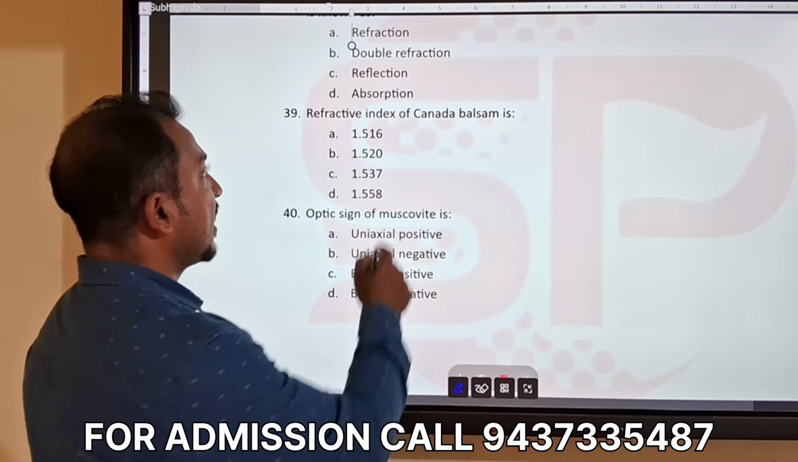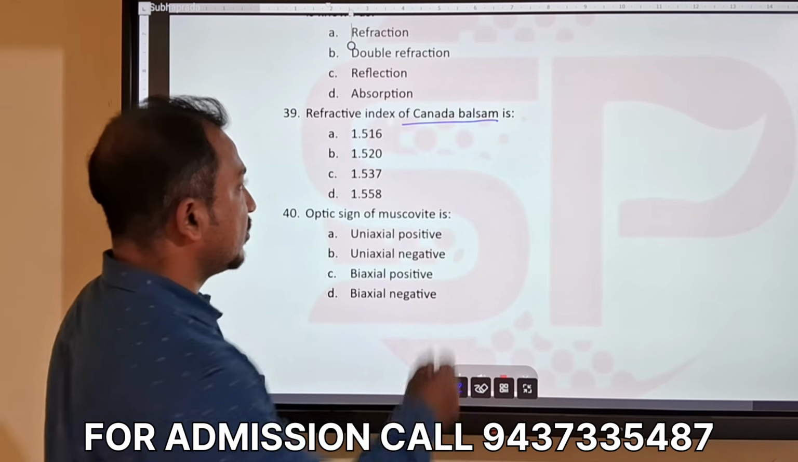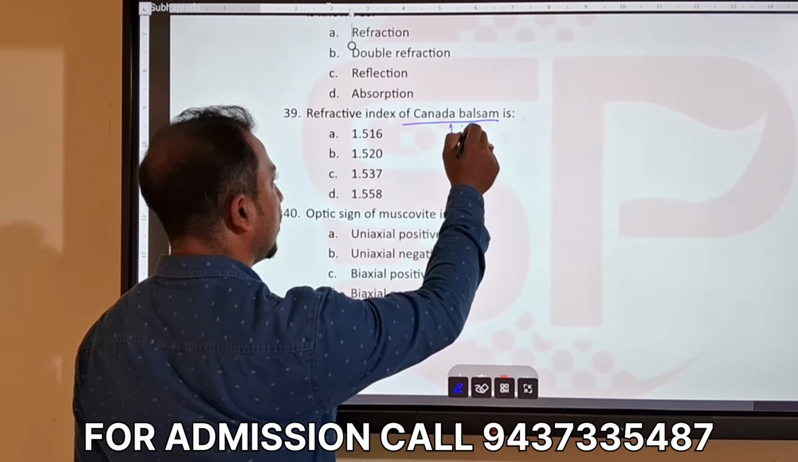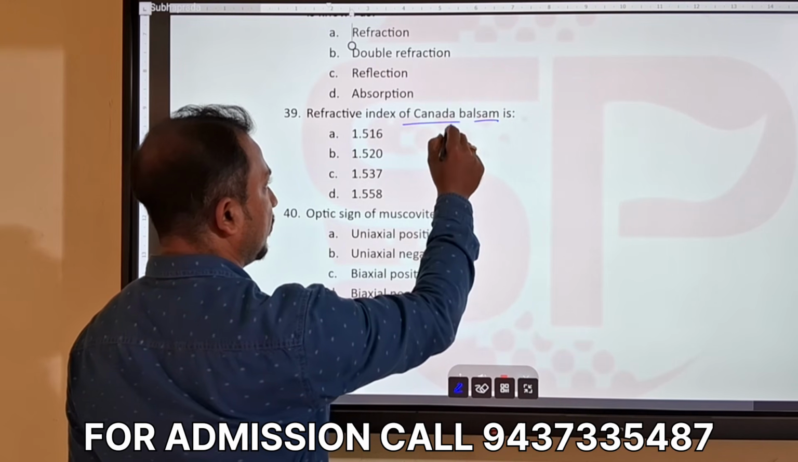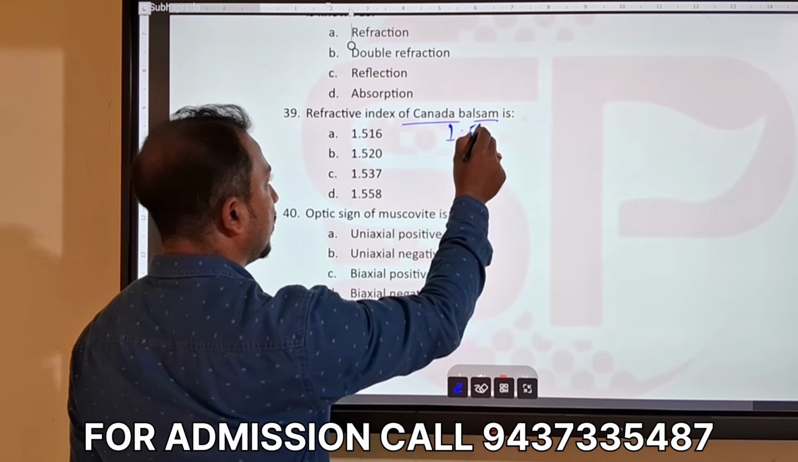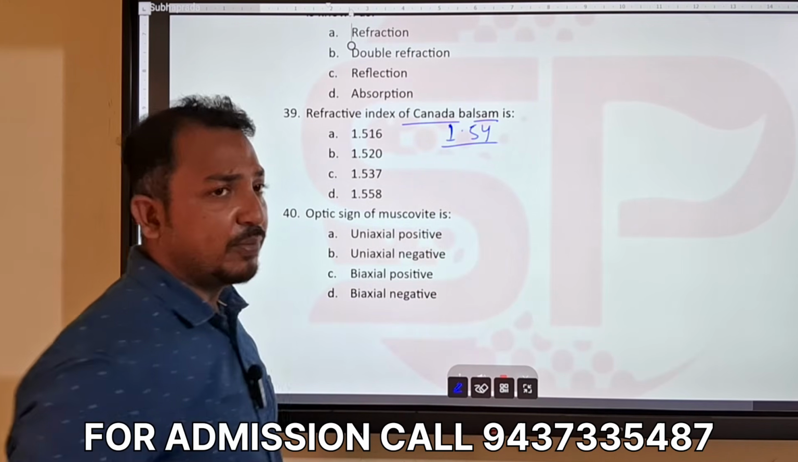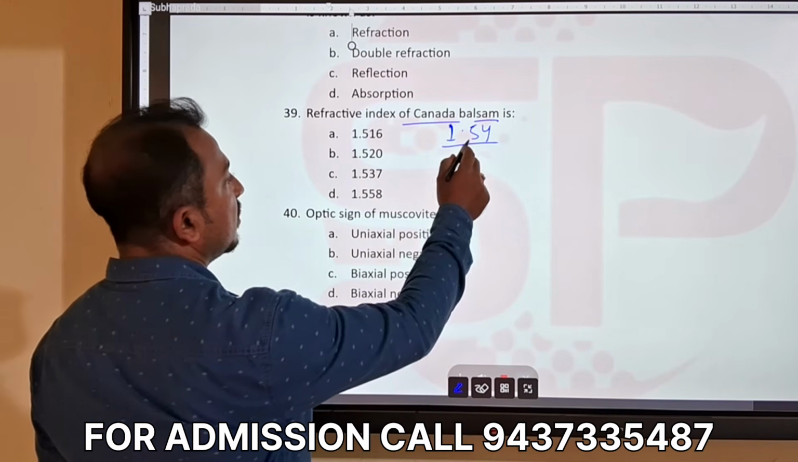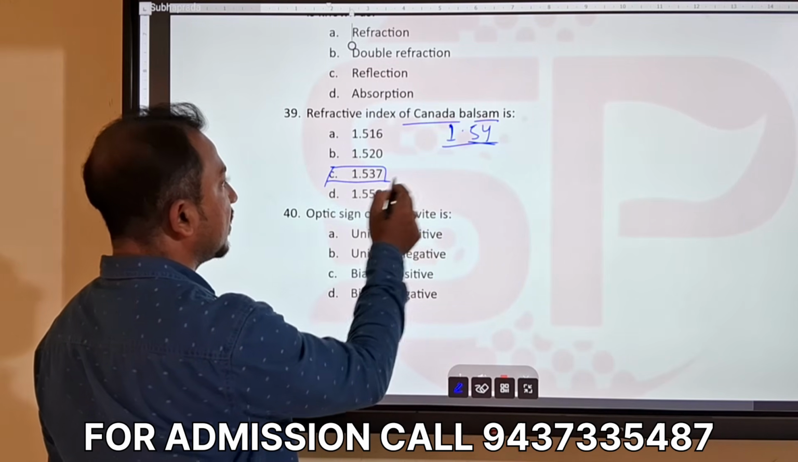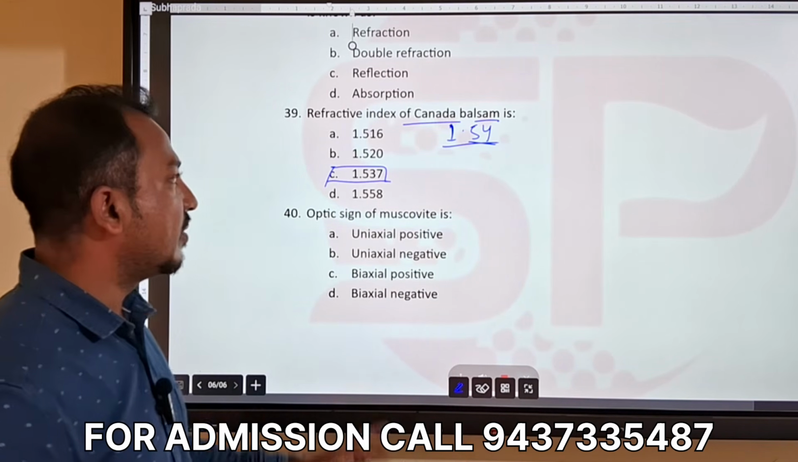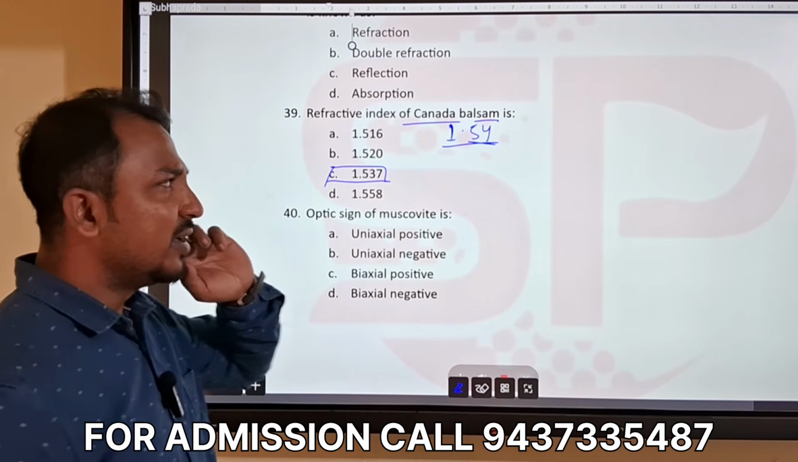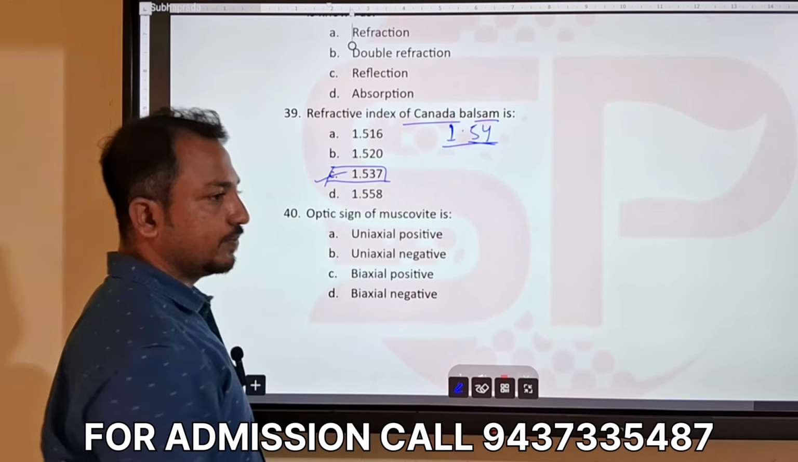Coming to the refractive index of Canada balsam. As we know, the refractive index of Canada balsam is 1.54. Here this option is 1.537, and if you round it up, it will be 1.54. This is a data question you have to remember.